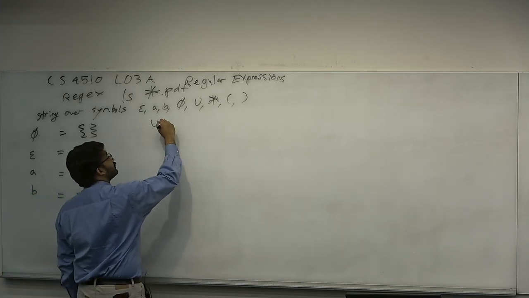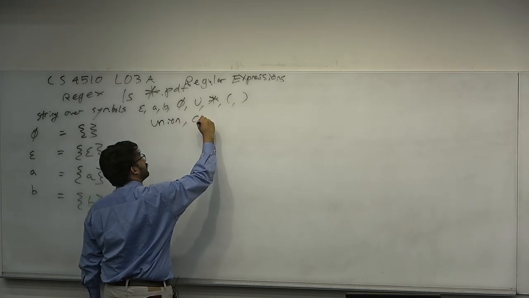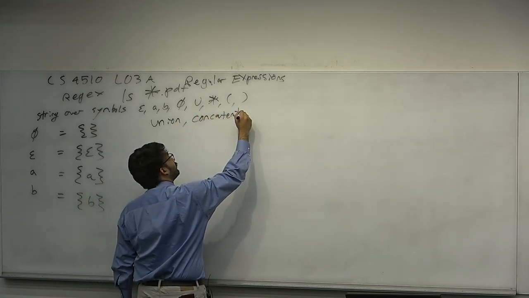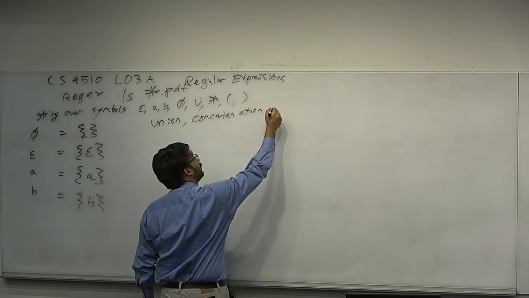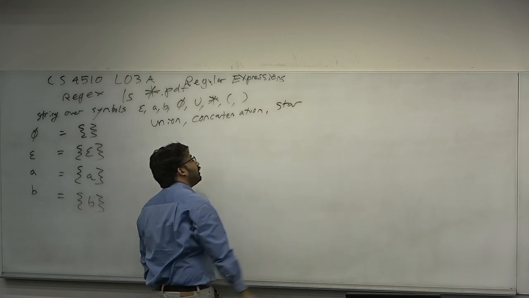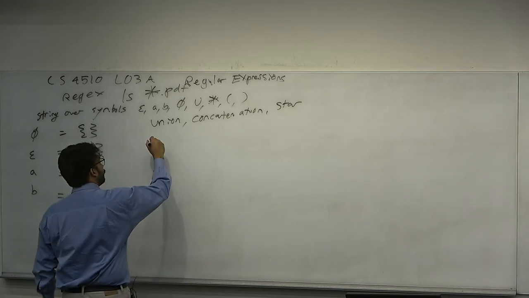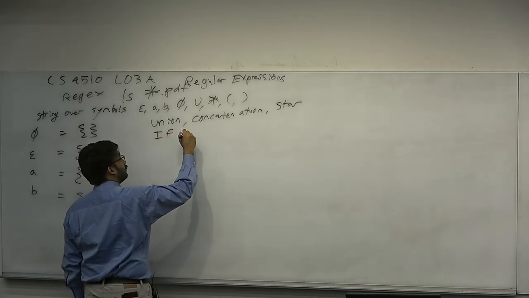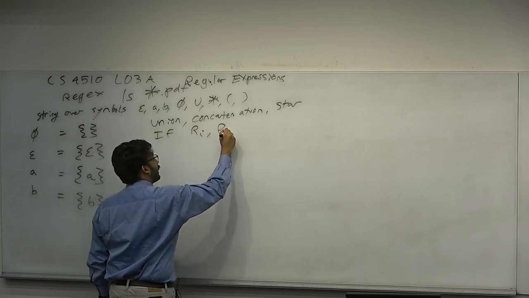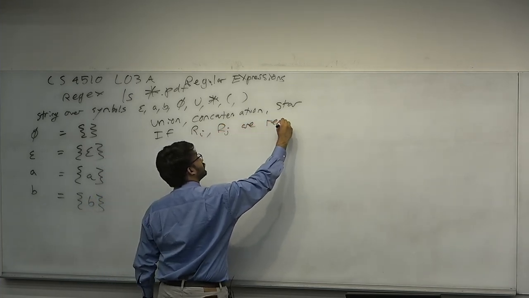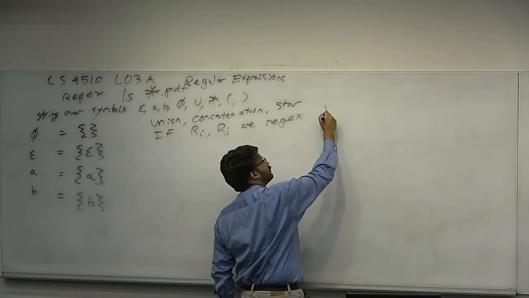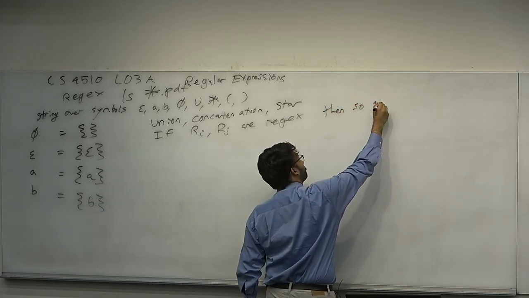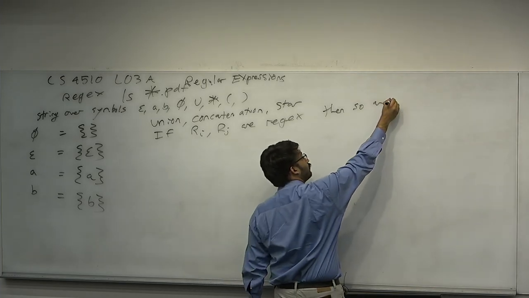Those are the only operations a regular expression is defined over. No complement or anything, just union, concatenation, and Kleene star. So if ri, rj are regular expressions, then so are the following.